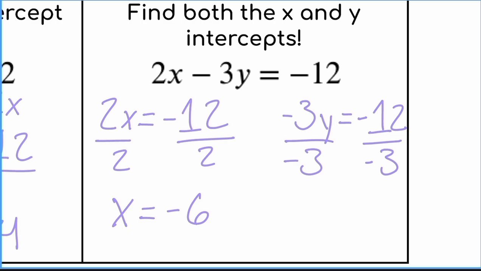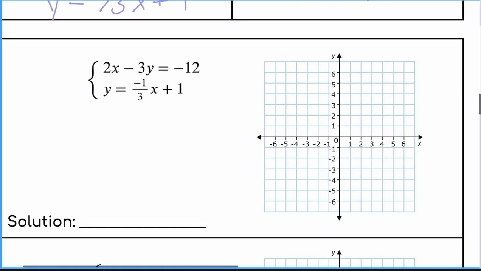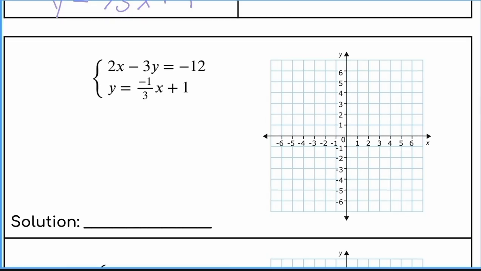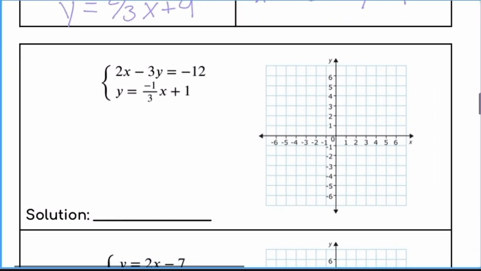All right, and what is -12 divided by -3? 4. All right. Okay, so this equation is what we just solved for up above, right? Yeah. So, let's go ahead and graph it.